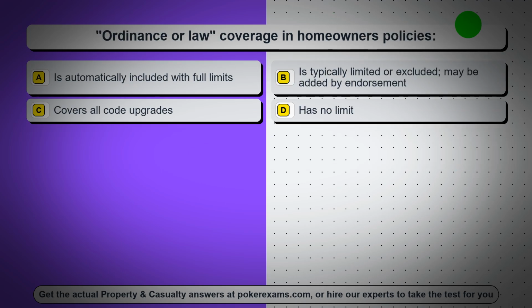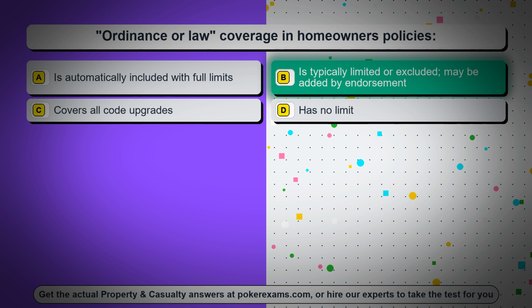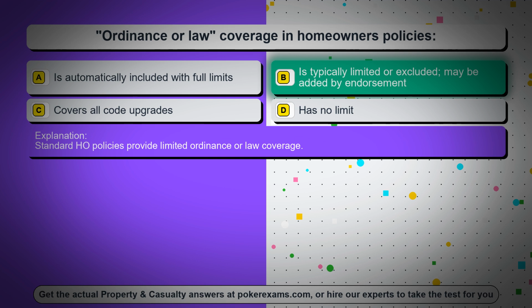Question 31. Ordinance or law coverage in homeowners' policies. Option A, is automatically included with full limits. Option B, is typically limited or excluded, may be added by endorsement. Option C, covers all code upgrades. Option D, has no limit. The correct answer is option B, is typically limited or excluded, may be added by endorsement. Standard HO policies provide limited ordinance or law coverage.